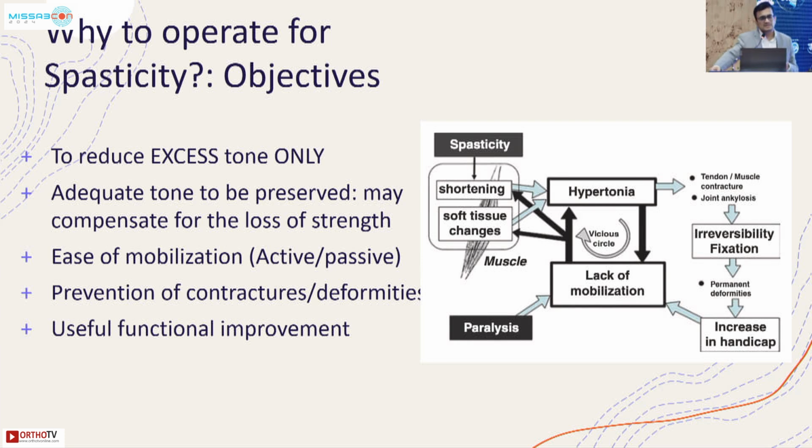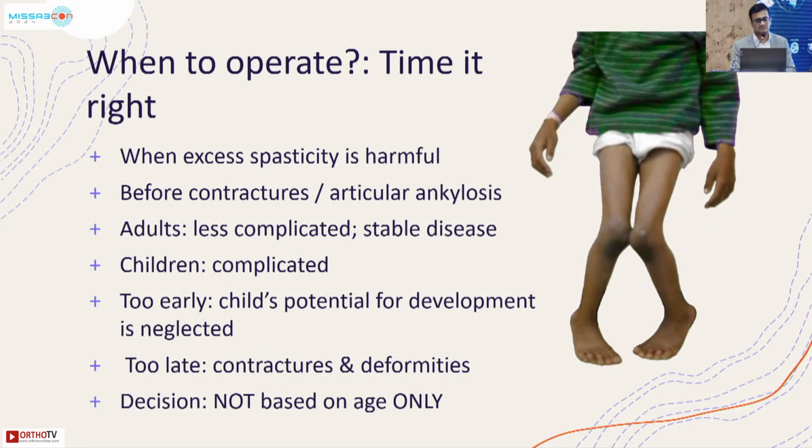Spasticity is not a simple problem. It basically involves a vicious cycle which leads to hypertonia and further immobilization. That cycle goes on and ultimately leads to irreversible deformities. As I already mentioned, some amount of spasticity is helpful in many patients, so it is important that only the excess spasticity is considered whenever we are treating it, so that the patient has ease of mobilization and we can prevent further functional impairments or deformities.